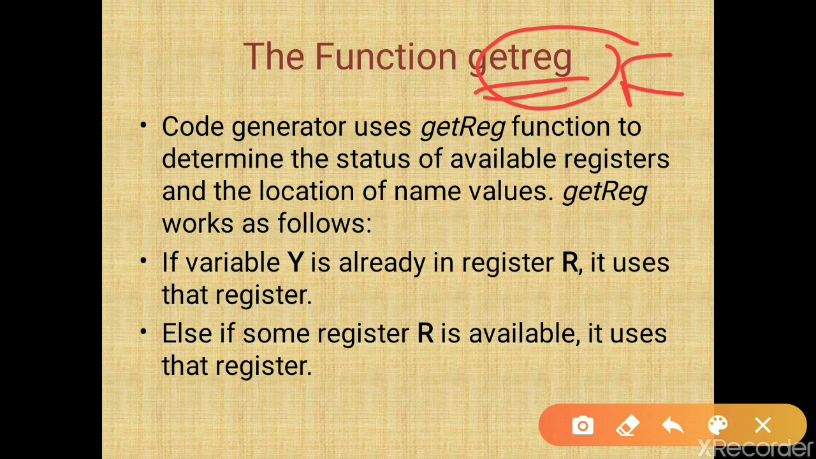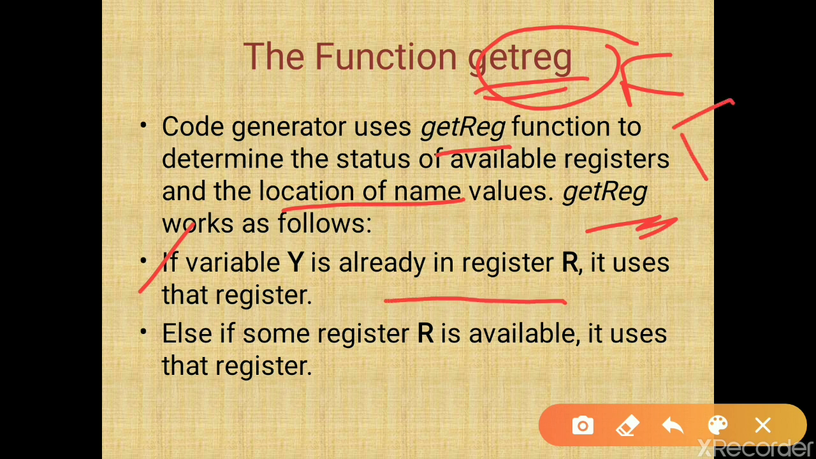So, a code generator uses the getReg function to determine the status of available registers and the location of name values. It will tell whether a register is available. If it is available, it will give you the location of name values. And the getReg function works as follows. If a variable y is already in register R, it uses that register.